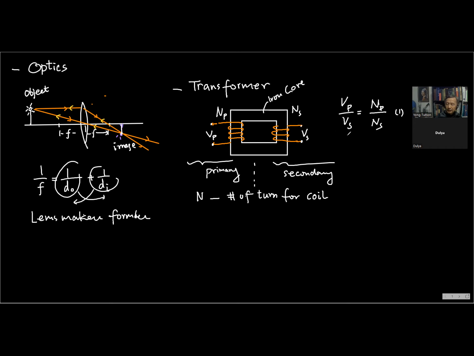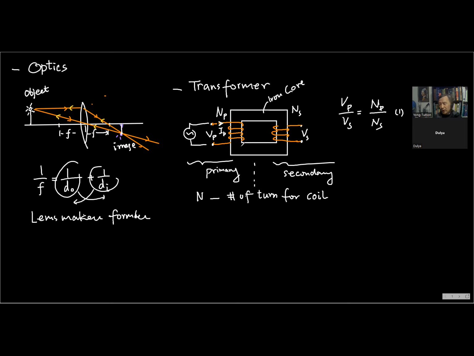Another question is what would happen to the current? Can you see? If this current is I primary, of course, this is not DC current. By the way, these are all AC currents. All right, that's the AC current.